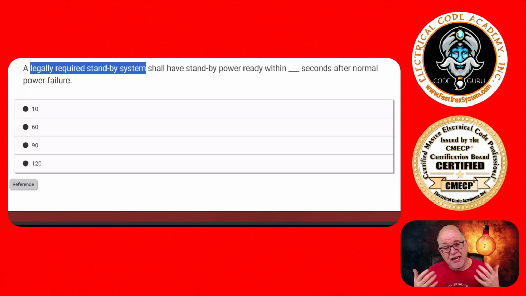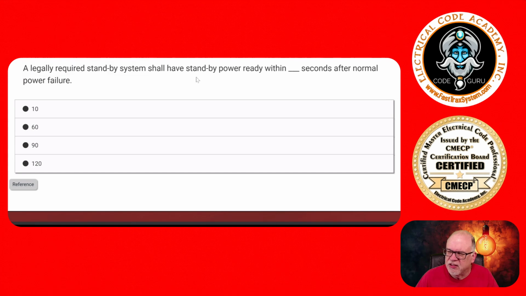This is talking about, hey, if you lose power and your AHJ determines that this is legally required by their ordinance or something from the state, and it's not clearly emergency, but it is legally required, then it has to come on within a certain amount of time, right? And so what we're looking for is the amount of time. This is basically a general requirement for the legally required standby system.